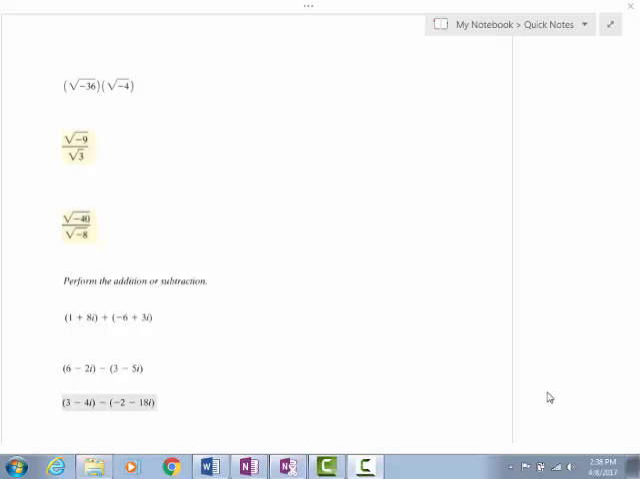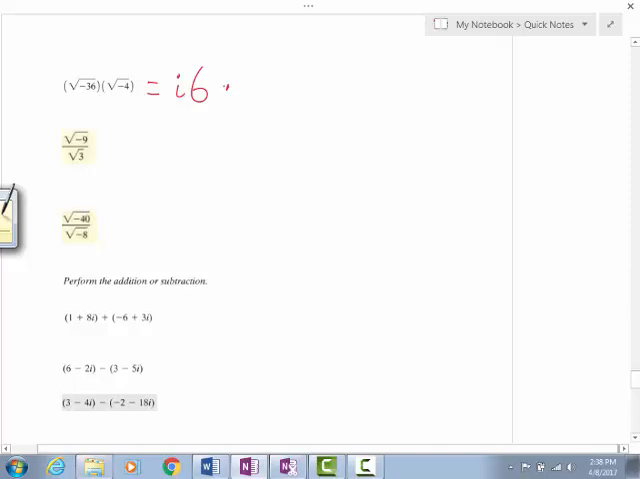Okay, so the next problem here is the square root of negative 36 times the square root of negative 4. My first step here, I have a negative on the inside, so I'm going to write i. Now, I know the square root of 36 is just 6.